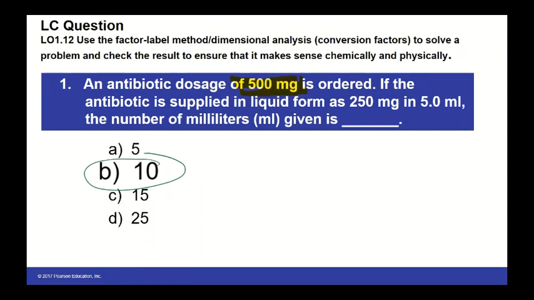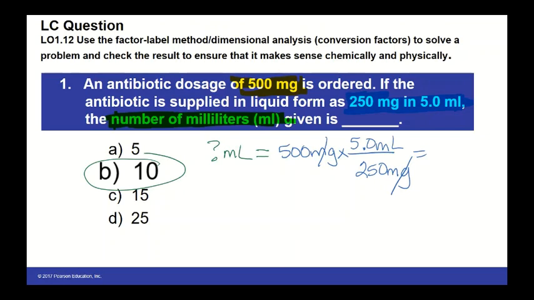Well, we know that 500 milligrams is given. We need to know the number of milliliters. Our solution is 250 milligrams per ml. So, in order to find out the number of milliliters of antibiotic we start off with 500 milligrams times 5 milliliters per 250 milligrams. Put that in your calculator, and with the correct number of sig figs, you get 10 milliliters.